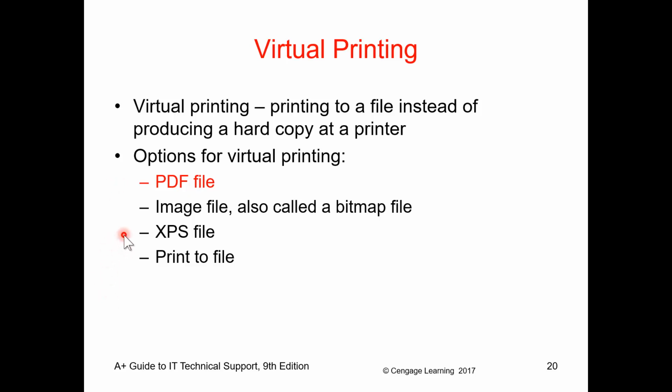You could save it as an XPS, which is a Microsoft file. I could print it as a bitmap or JPEG. It just depends. I use this a lot. I print to PDF just to save stuff that I need a record of, but I don't need a paper record of it.